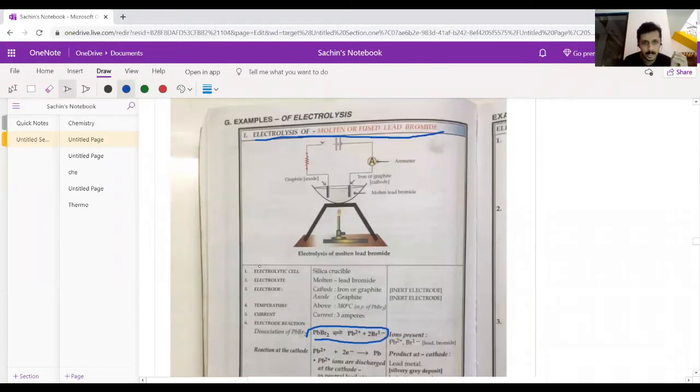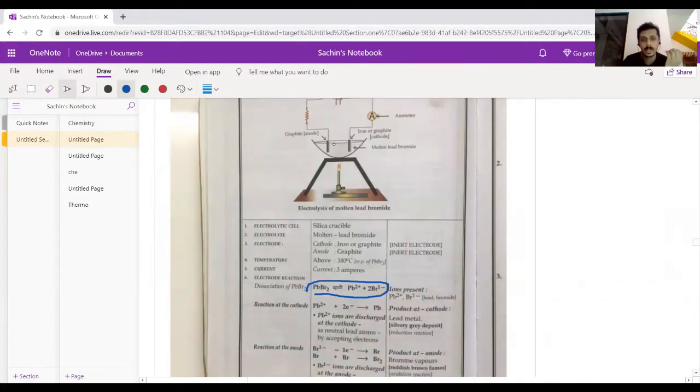So some of the basic information: the electrolytic cell, the cell in which the electrolyte is taken, is made up of silica crucible. Why do we use this? Because they are heating at very high temperature, so we need something that can withstand the temperature. So we use an electrolytic cell made up of silica crucible.